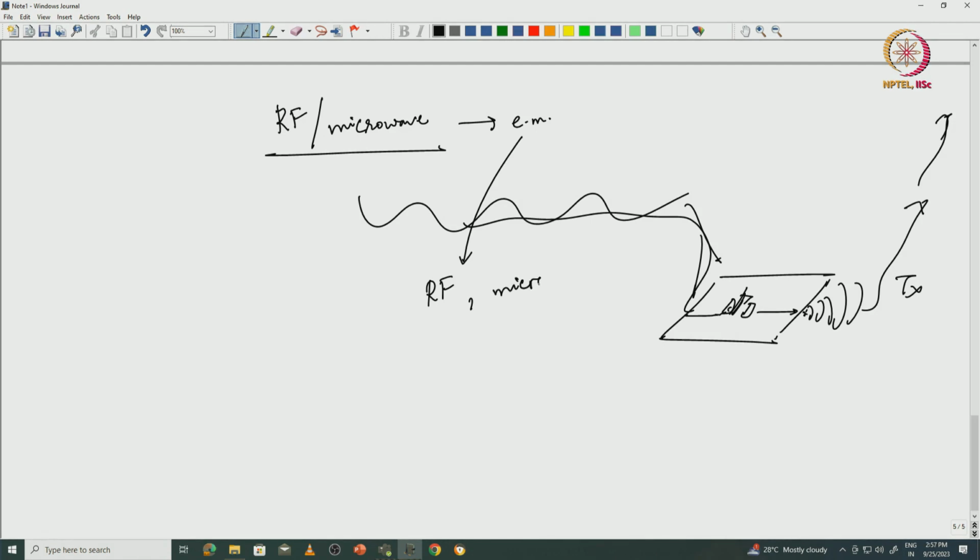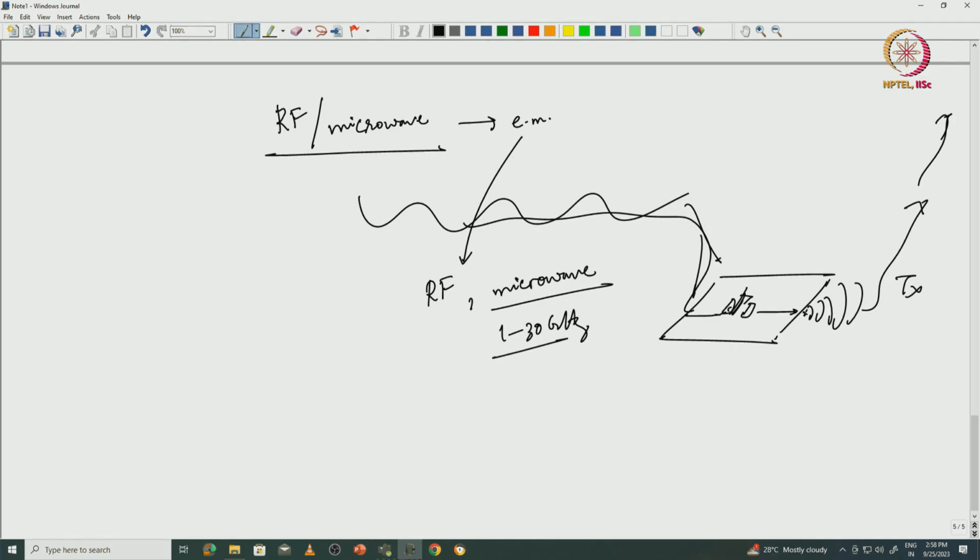So, RF and microwave are used interchangeably, but microwave is under the RF umbrella. Typically for microwave we talk about say 1 to 30 gigahertz, or 3 to 30 gigahertz is where we call it microwave.